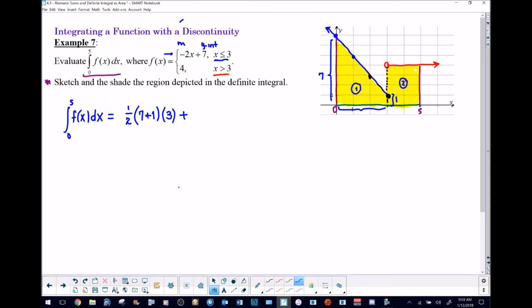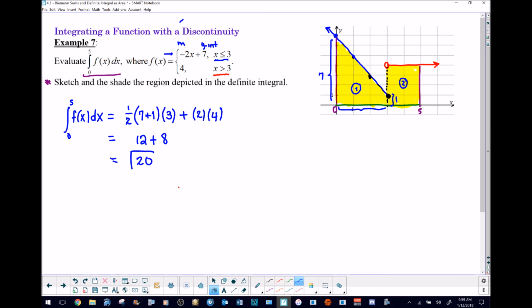And you can probably see that this is a 2 by 4 rectangle. And when we do our simplification here, 7 plus 1 is 8, divided by 2 is 4, times 3 is 12, and then 2 times 4 is 8. So we end up getting an answer of 20.